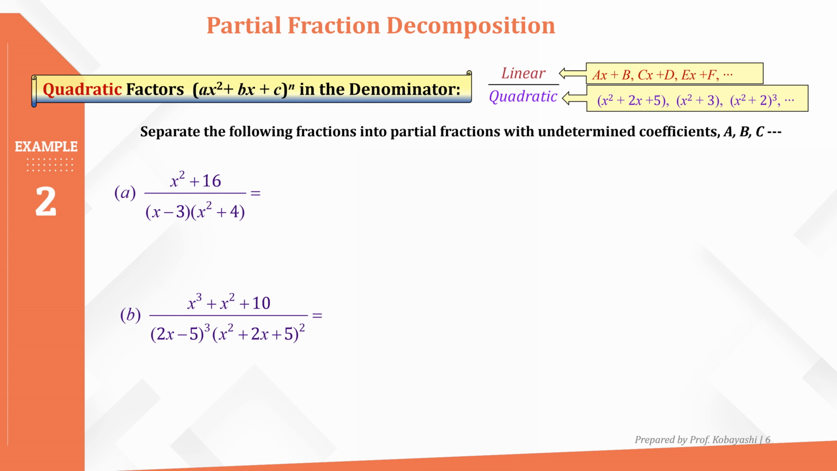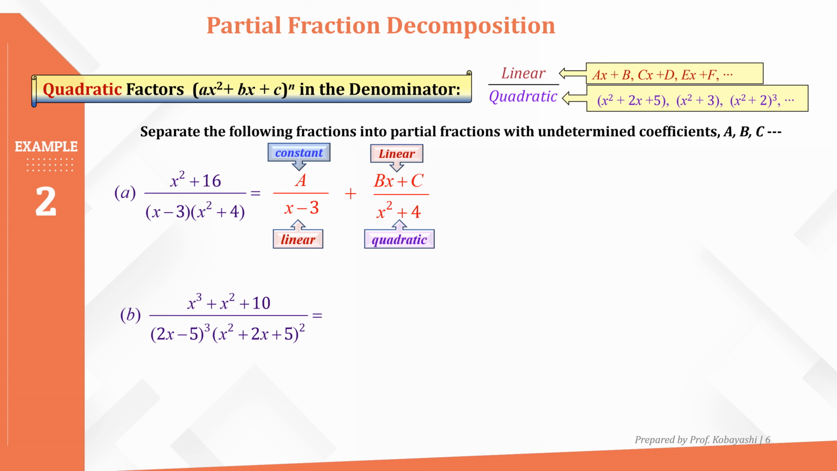For A, we see 2 different factors on the denominator. The first factor is linear, so we have some constant A over x minus 3 plus. However, the second factor is a quadratic, so we need some linear factor Bx plus C on top.